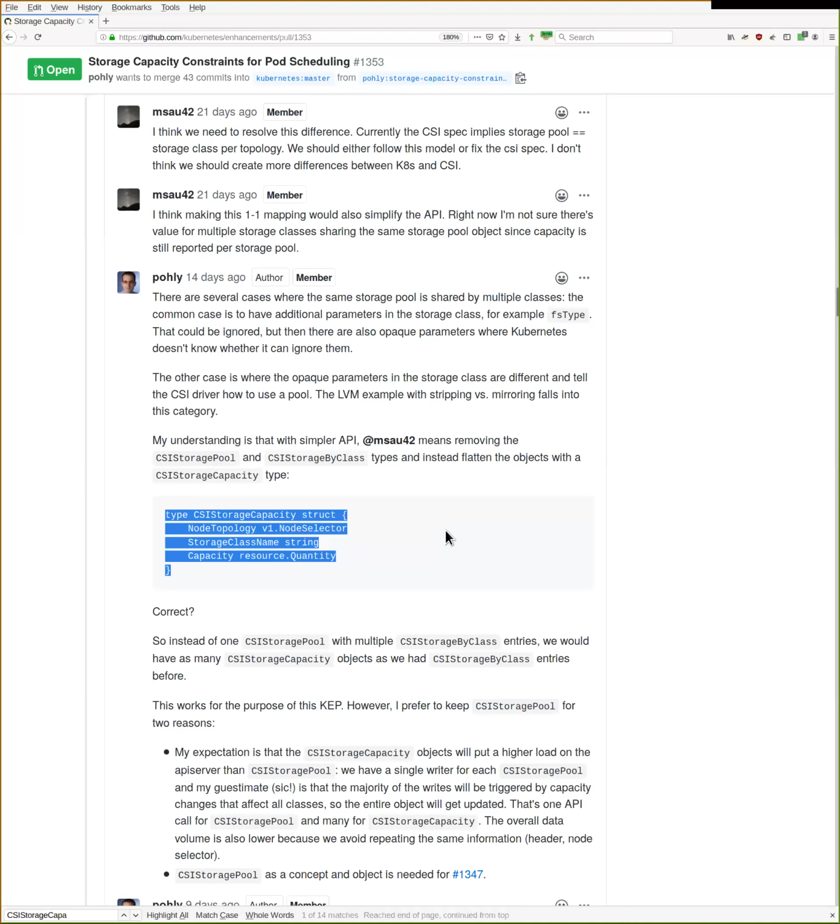And then the system is supposed to find one node that has sufficient capacity left to create a volume for the pod and create that volume there. And we therefore have one storage class and n different topologies with different capacity, and we need to represent that.